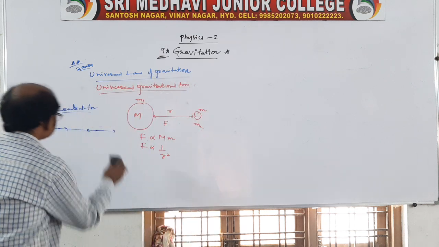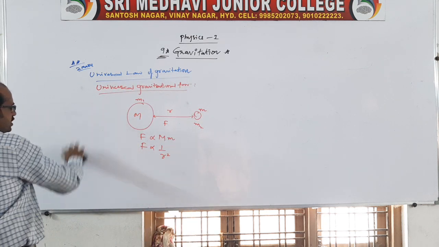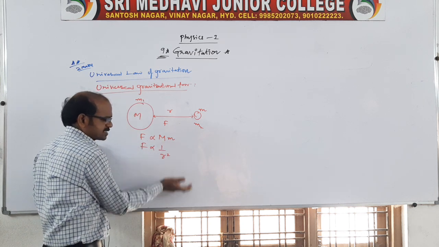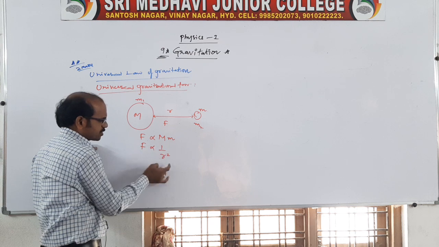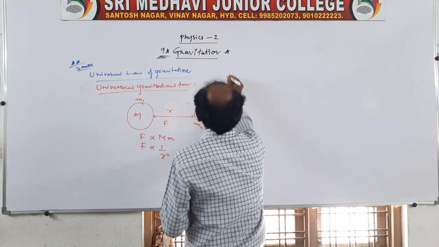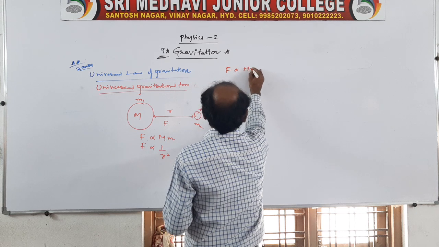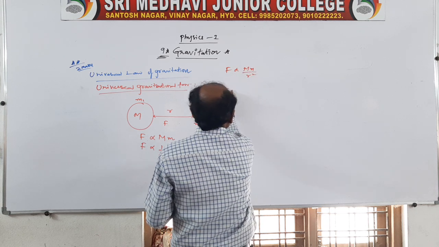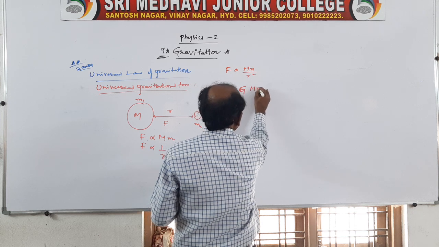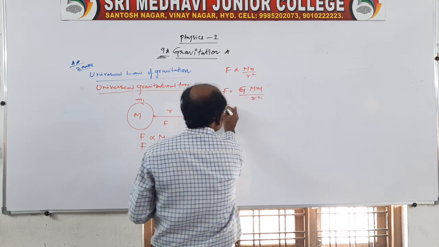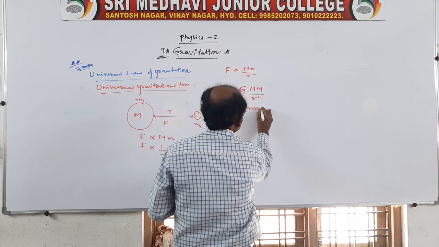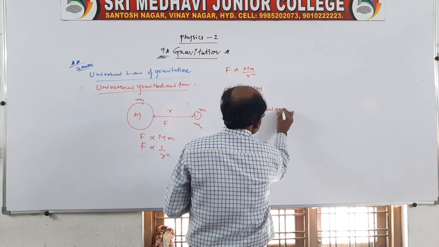Now let us see, coming to the continuation. Force is directly proportional to the product of two masses, and force is inversely proportional to the square of the distance. So by using this, F is directly proportional to capital M small m by r square. There is some constant introduced, which we call capital G. Sir, what is capital G? Capital G is nothing but the universal gravitational constant.